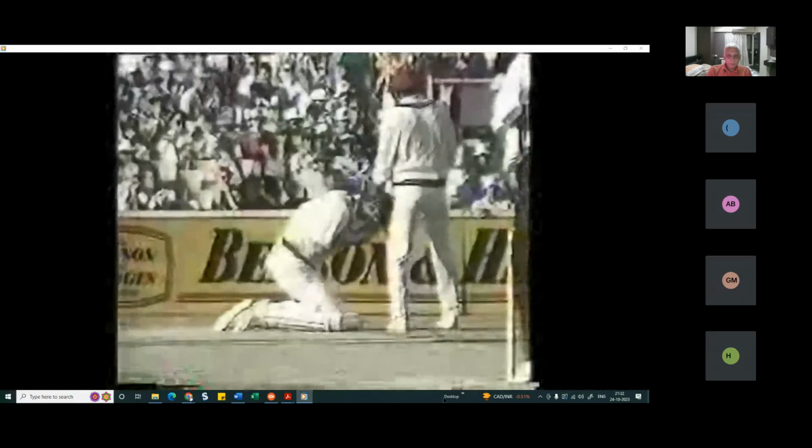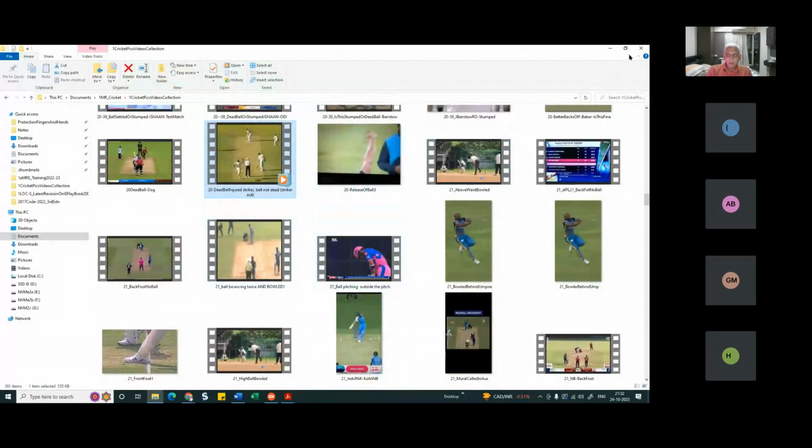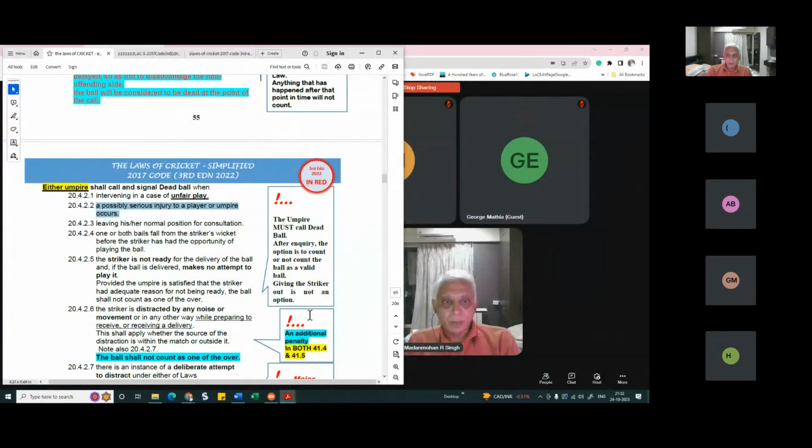In this test match situation, however, the umpire did not call and signal dead ball. Why not? Although the batter was injured, the ball rebounded and broke the wicket. The batsman was out. Now the position of the law at that time was that the umpire had not called dead ball. Therefore, whatever happens up to that point of time will count, including the dismissal of the batter. Now no longer so. You can call dead ball later.